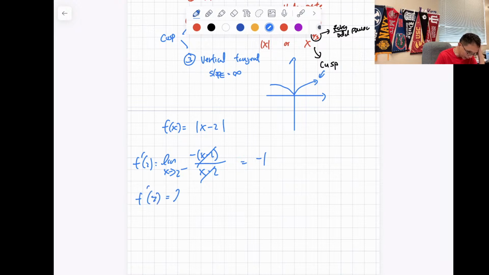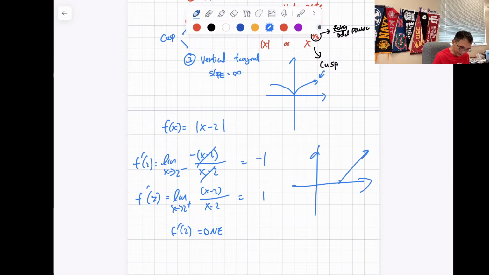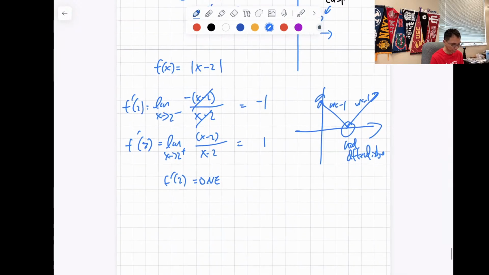Now I can do it from the other side, limit as x approaches 2 from the right. Then I'm going to use the positive version of that, which is what Daniela did with a different question. That's 1. So f prime of 2 does not exist, because technically it is like this. So anytime you have a drastic change of slope, the derivative does not exist at that particular point. This is not differentiable. But this one's m is equal to 1. This one's m is equal to negative 1. So yeah, if you have a change of slope, that is not differentiable. Is that okay?